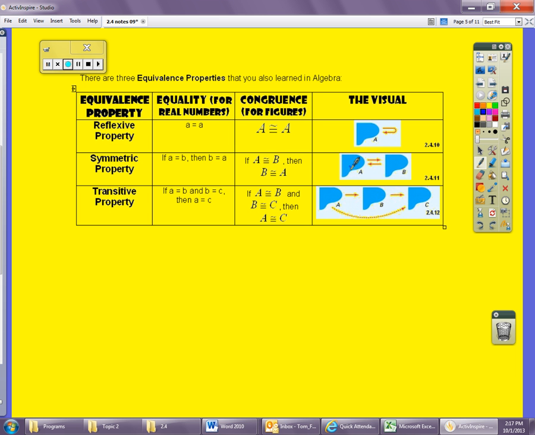And the transitive property: if a equals b and b equals c, then a equals c. This is kind of like our logical chain. If a equals b, and b equals c, then a has to equal c. And in our visual, a is the same as b, which is the same as c, so a and c have to be the same thing.